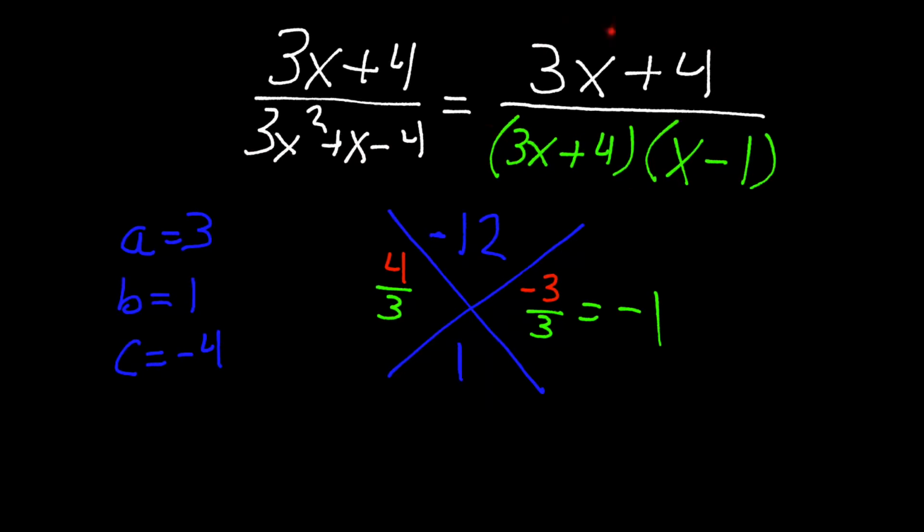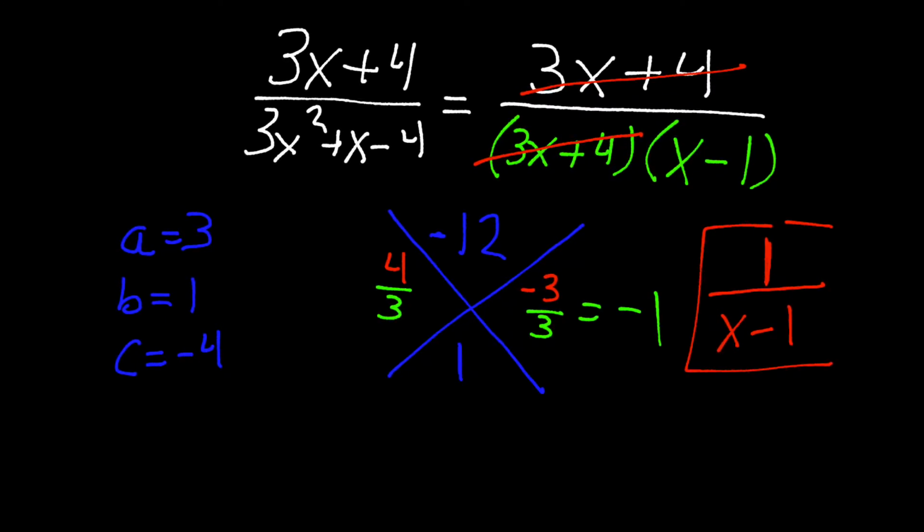And look at what we have. 3x plus 4 over 3x plus 4 times x minus 1. Well, look at the 3x plus 4s. I've got one on the top and one on the bottom. So they will cancel. And when we cancel out everything on the top, it's just going to leave us a 1 on the top and an x minus 1 on the bottom. This is our simplified rational expression. There we go. We have successfully simplified this rational expression.